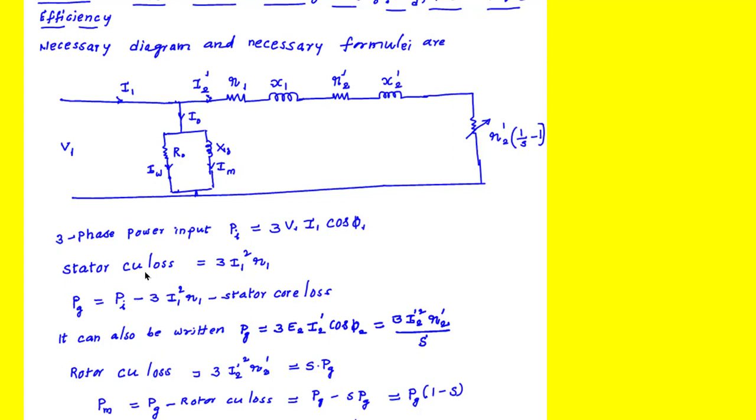So then we can calculate the stator copper loss. R1 is the stator resistance per phase, and I1 is the stator current. So 3 I1 square into R1 will give us the stator copper loss. And once we know the stator copper loss and also the stator core loss, then we can calculate the air gap power. We have seen this earlier in the power stage diagram.